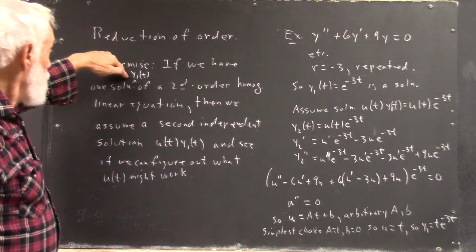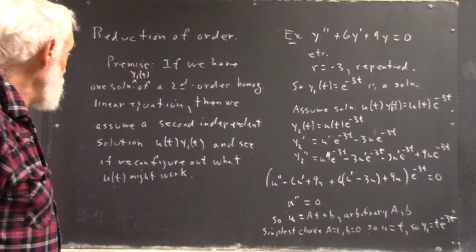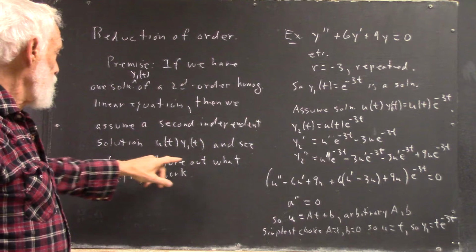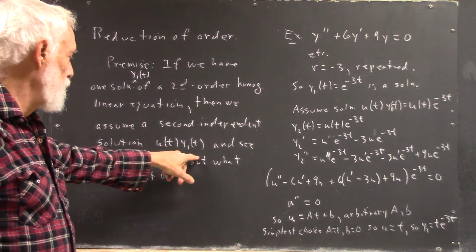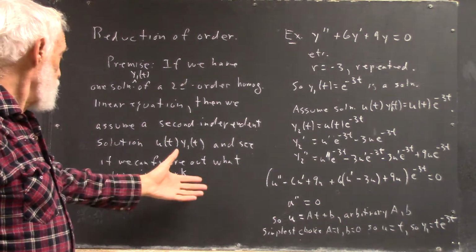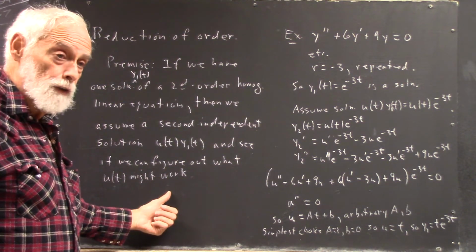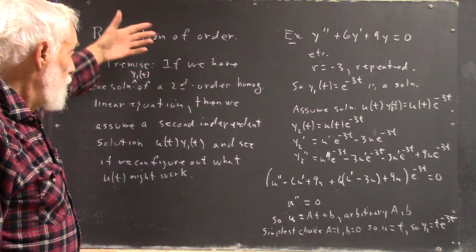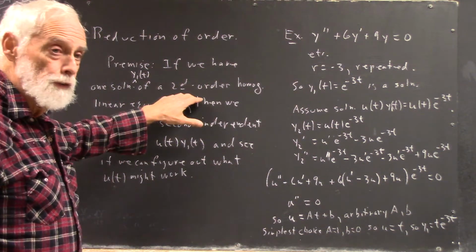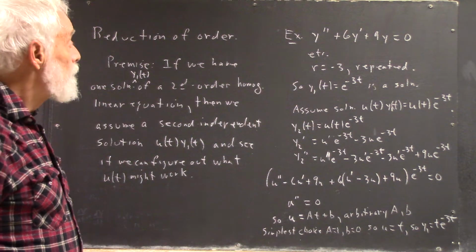Okay, so anyhow, we have solution y1 of the second order equation. We're going to assume a second independent solution, u of t, y1 of t. Then we're going to see if we can figure out what u of t might work to give us a second solution of the equation. Then we would have a complete solution set because, of course, this is a second order equation.